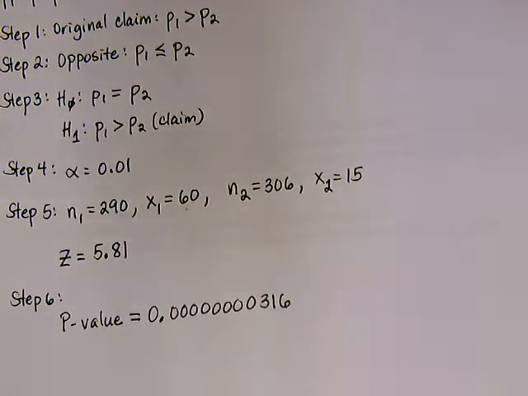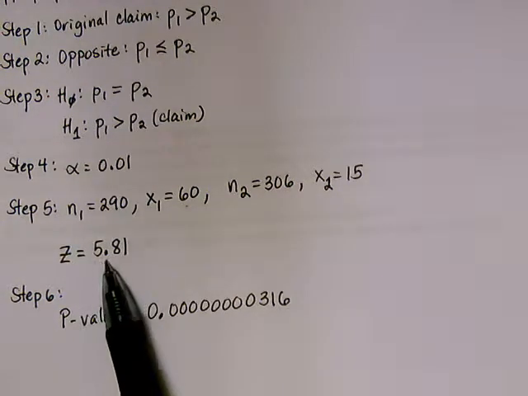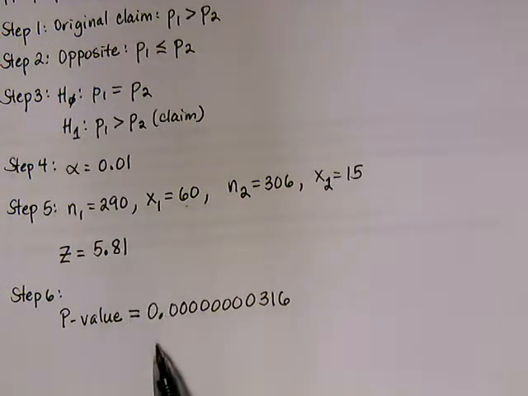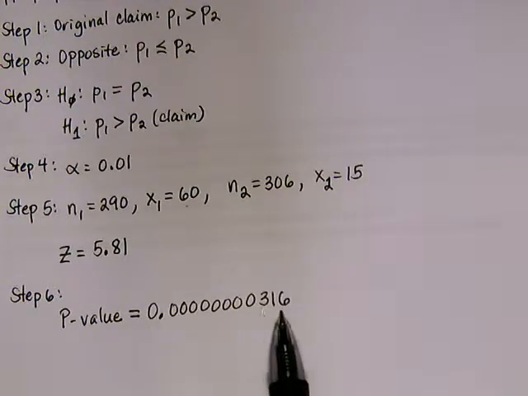So here you can see that the p-value is extremely low. Okay, because the p-value represents the probability of getting a test statistic as extreme as the one that we've obtained from the sample data. Here we got a z-value of 5.81, so obviously that p-value is going to be very low, 0.0000316.